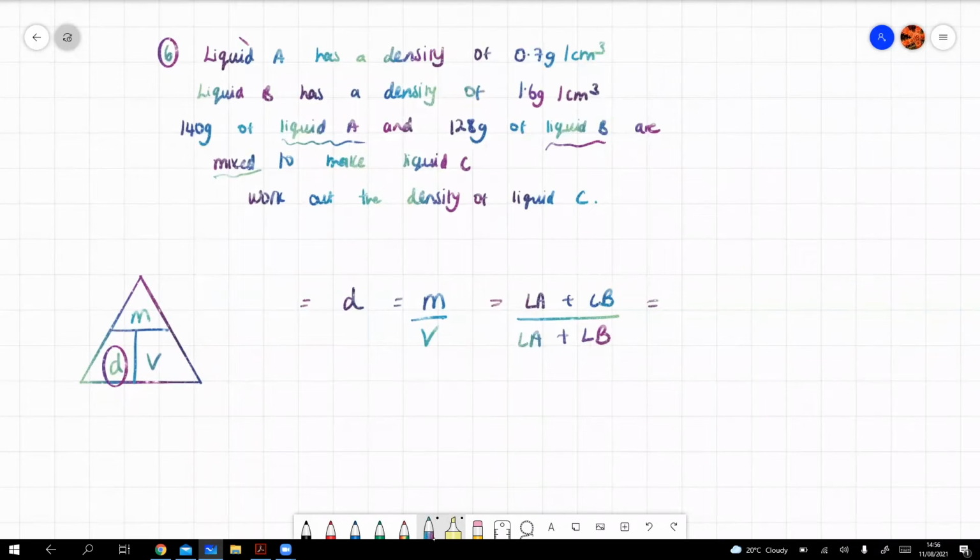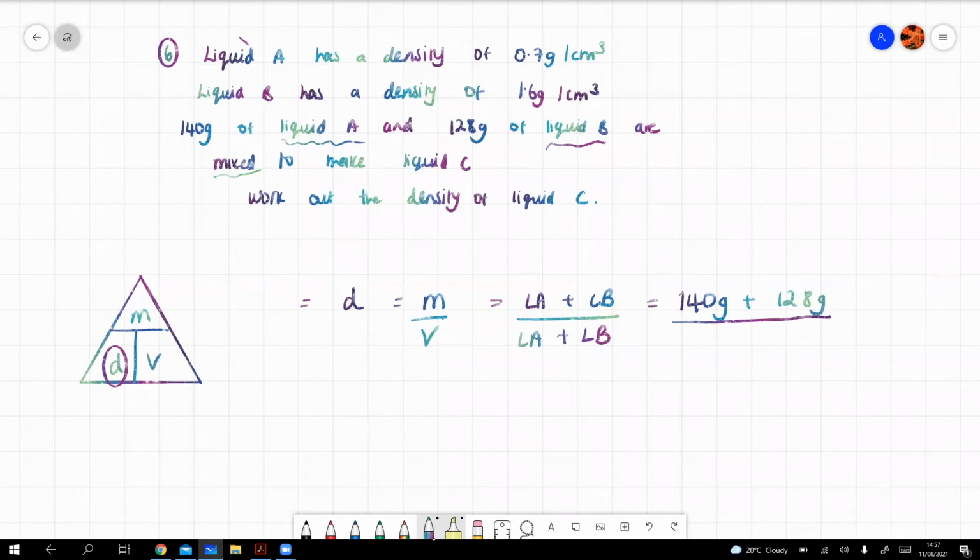So let's have a look. Oh, hang on a minute. We do actually know, don't we? What do we know? 140 grams of liquid A. Okay, yep, so that's the mass, isn't it? 140 grams. So see, you've got to really think about a question like this. Add that together. Okay, but I do not know the volume. That's it. I do not know the volume.